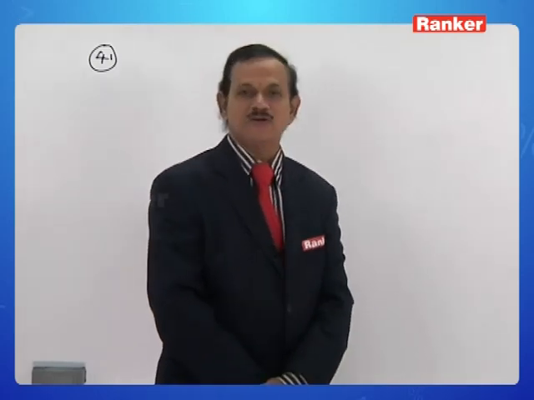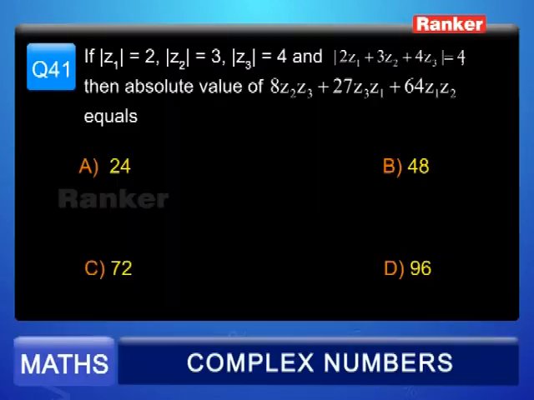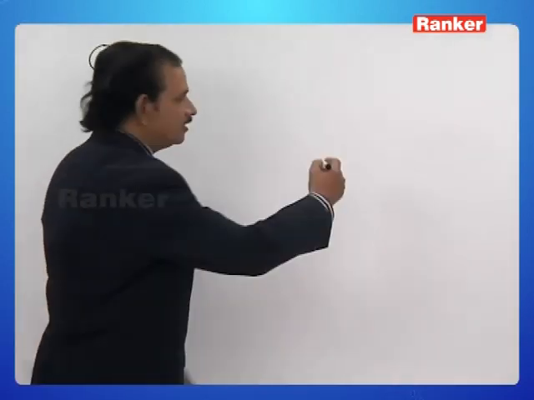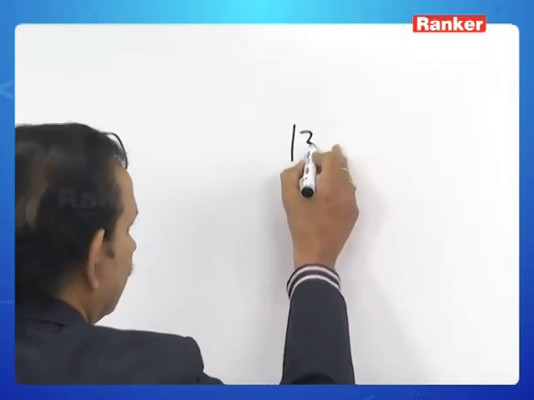Let us now try to calculate. It is of course one of the simplest questions. It has given us four options. The first option is 24, second option is 48, option C is 72 and option D, the fourth option, is 96.